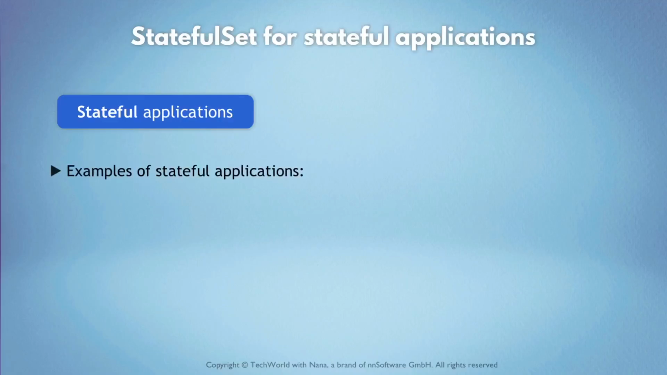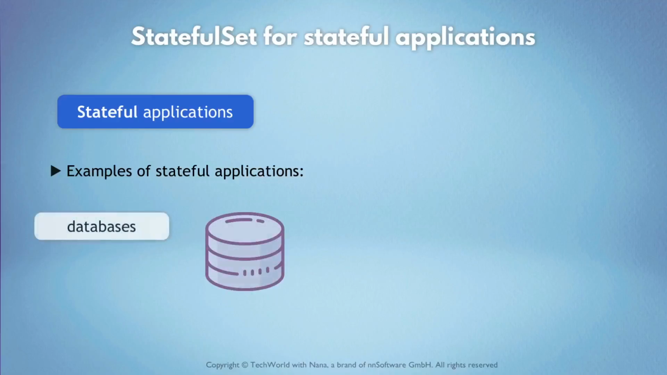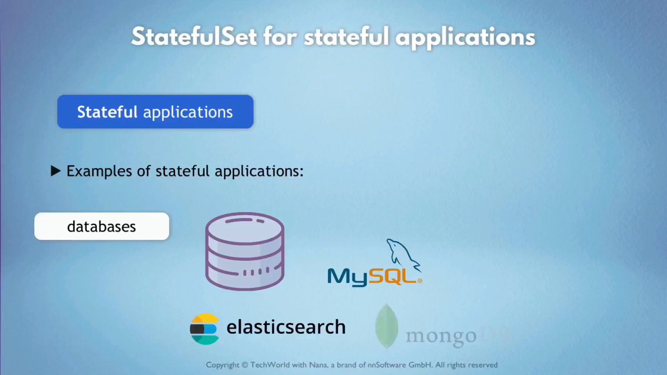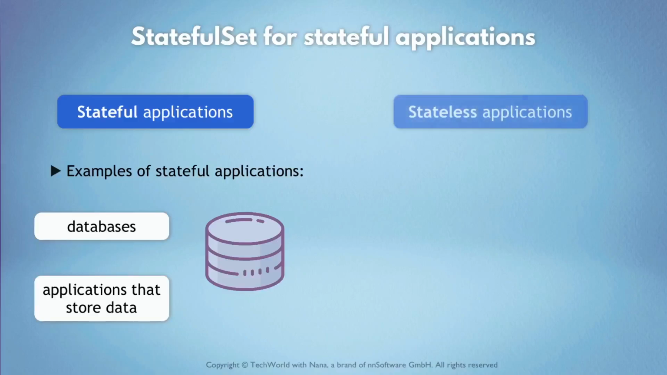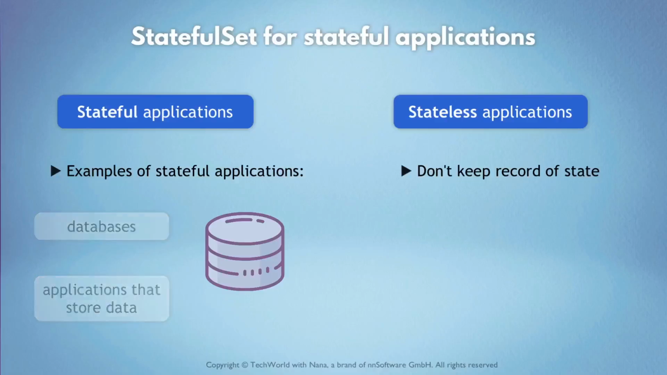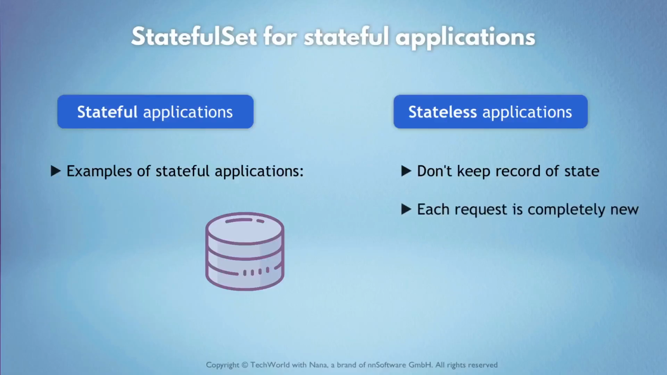Examples of stateful applications are all databases like MySQL, Elasticsearch, MongoDB, etc., or any application that stores data to keep track of its state. In other words, these are applications that track state by saving that information in some storage. Stateless applications, on the other hand, do not keep records of previous interaction, and each request or interaction is handled as a completely new, isolated interaction, based entirely on the information that comes with it.